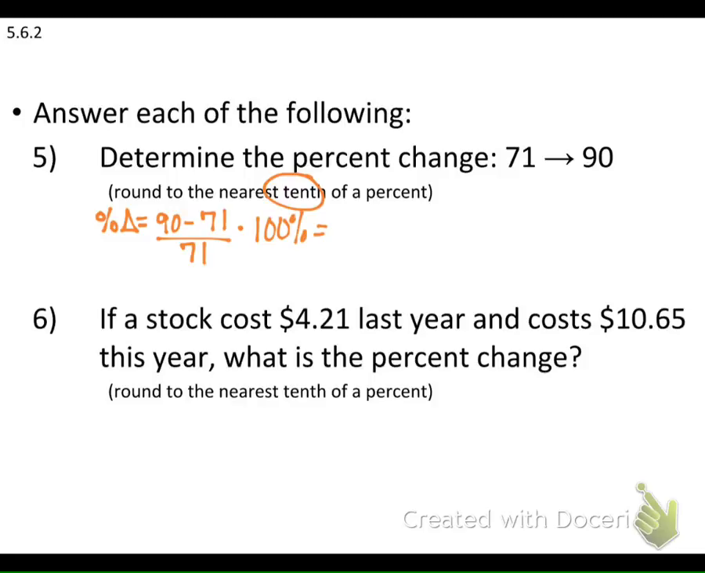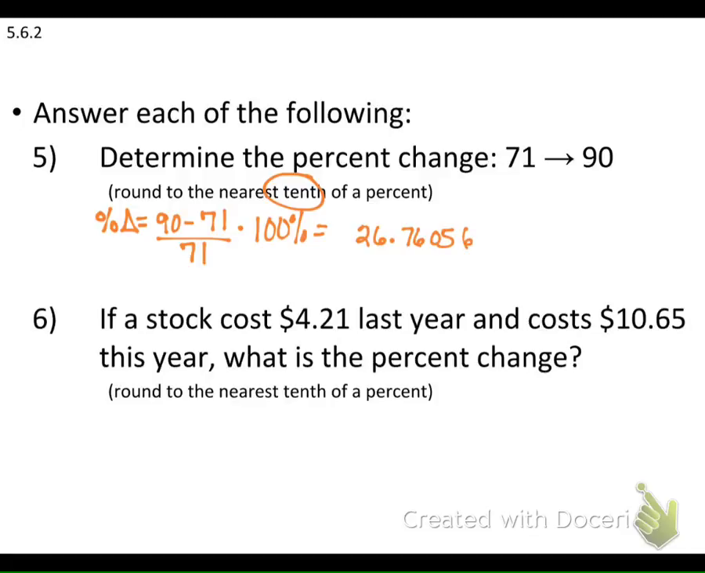Good. So remember, when you type this into your calculator, you have to hit 90 minus 71 equals, divided by 71 equals, times 100. When you do that, what's the entire number that you get? 26.76 05633. Okay, we're going to stop there.